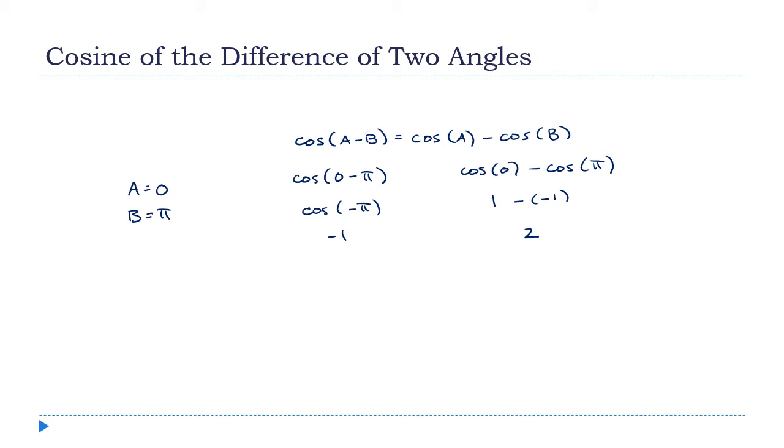Okay, that doesn't get me off the hook, though. I still want a formula, right? So that's what we're going to do. We're going to derive a formula for the cosine of the difference of two angles. And here's how it's going to work.